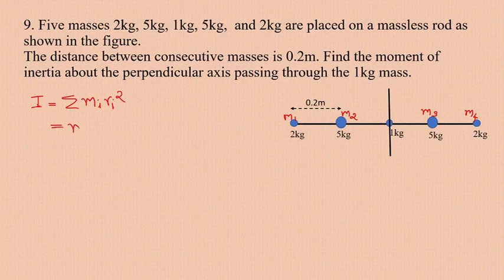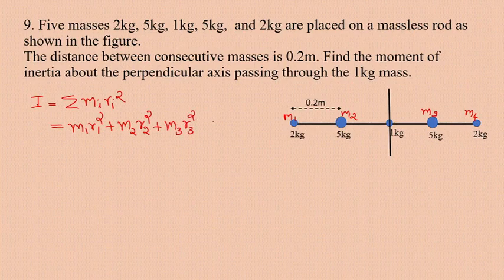that is m1 r1 square plus m2 r2 square plus m3 r3 square plus m4 r4 square. Okay, now let us substitute the values. m1, that is 2 kilogram, into what is the distance of that 2 kilogram mass from the axis, that is 0.2 plus 0.2, that is 0.4 meter.